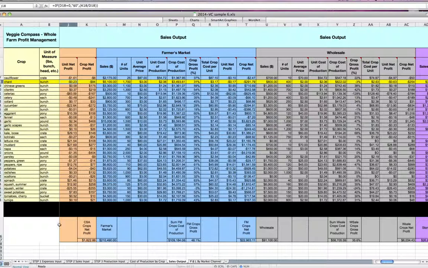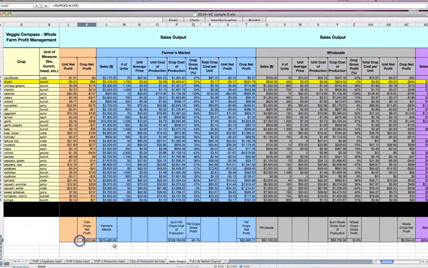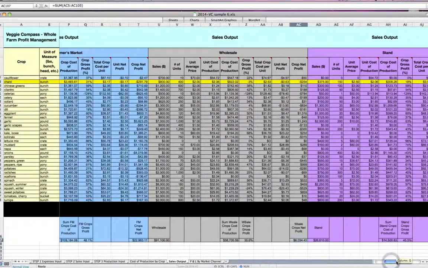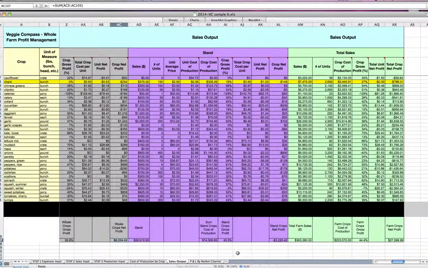Before we move on to the final sheet in Veggie Compass, take a look at line 107 for some interesting totals. This gives a grower a very quick look at the gross and net profits for each market channel. Again, having a gross profit over 40% is desirable, so a grower using this tool can easily see if that goal is being met in each market channel.